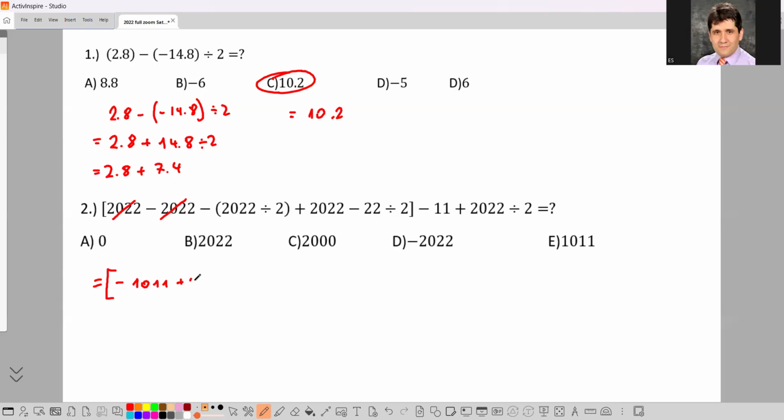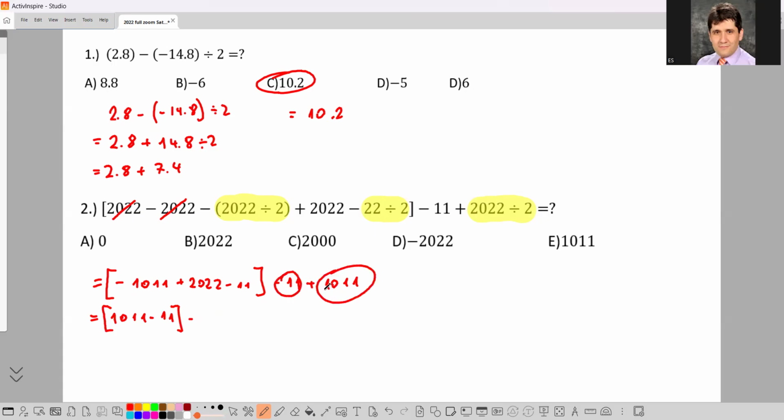1011 plus 2022 minus, I can perform the division here. So in order, the operations can be performed like this, the division here, and the division here at the same time. So it will be 2022 minus 11 outside the brackets, plus this one will be 1011. All right, so here you get 1011 minus 11 inside these square brackets.